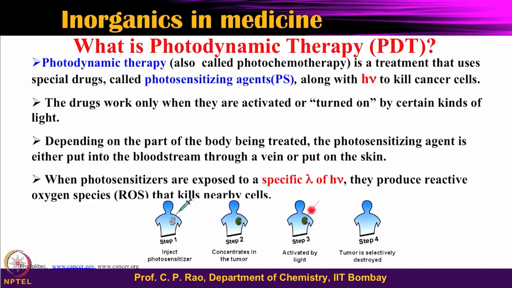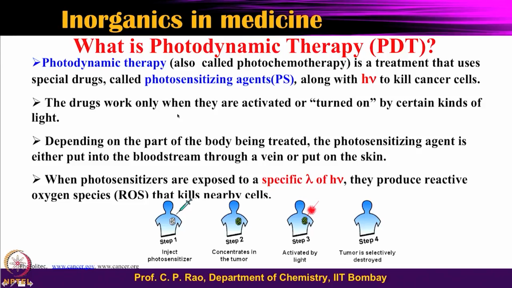So, that means when you shine light, something is happening in these compounds, because these compounds are being sensitized by the light. That means they go to the excited state, and when the excited state returns back, something happens, and as a result of that you can kill the cancer.